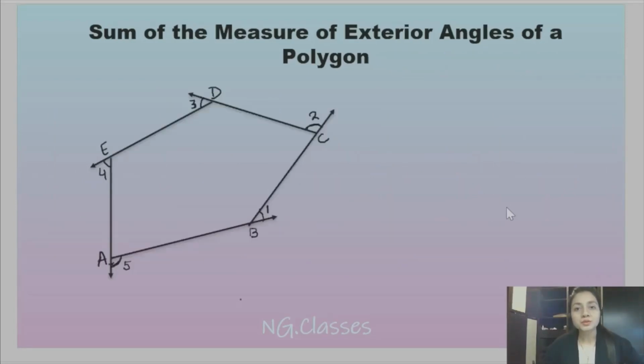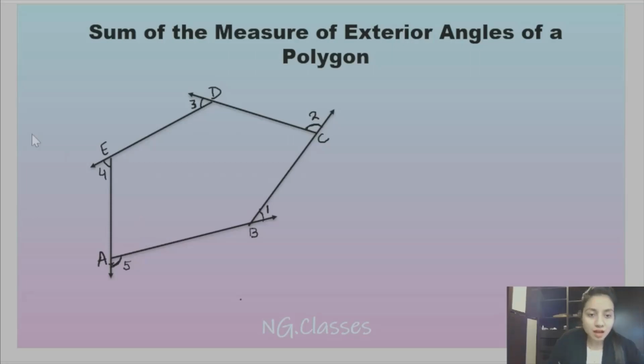Now you know how to take out the sum of interior angles of a polygon. Now here we will discuss what will be the sum of the measures of the exterior angles of a polygon. So suppose I have taken one polygon ABCD. Here angles 1, 2, 3, 4, 5, these are exterior angles.